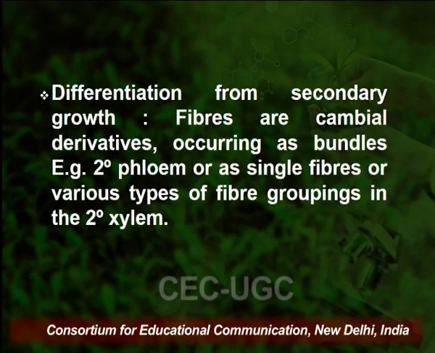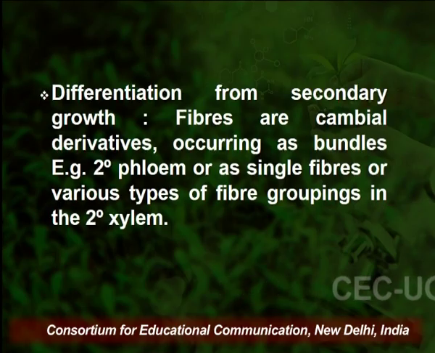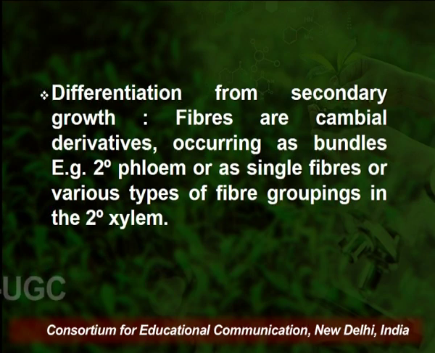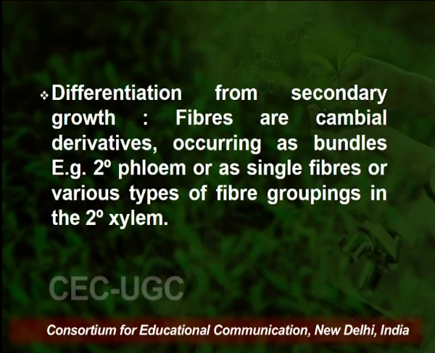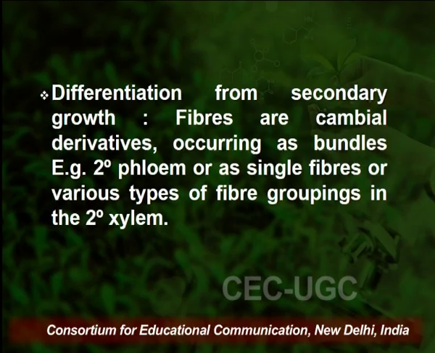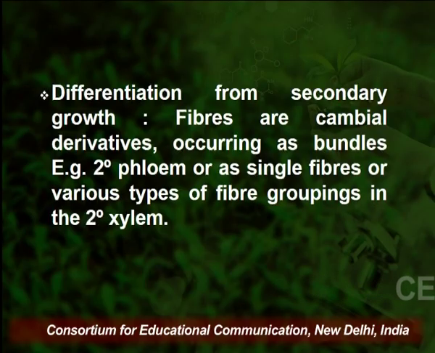The second category is the fibers that are initiated or differentiated from the secondary growth, and these fibers are nothing but cambial derivatives. They largely occur as bundles, but they develop from the secondary tissues, like secondary phloem, or as single fibers, or various types of fiber groupings that are present in the wood region of the plant, that is the secondary xylem. And when such fibers are present in the wood region or the xylem region of the plant part, we call them xylem fibers.